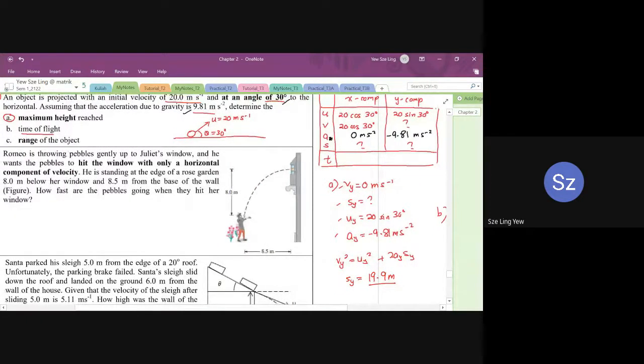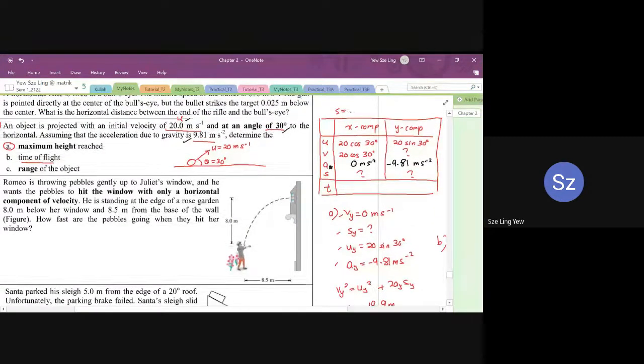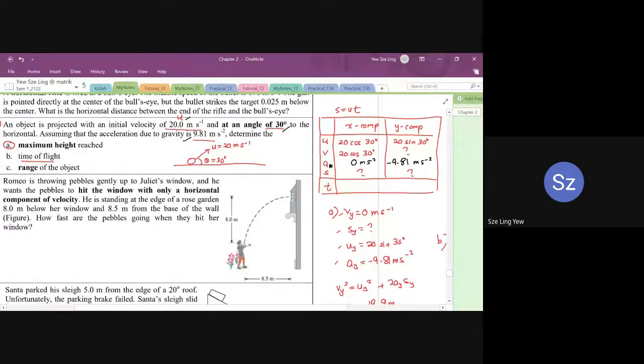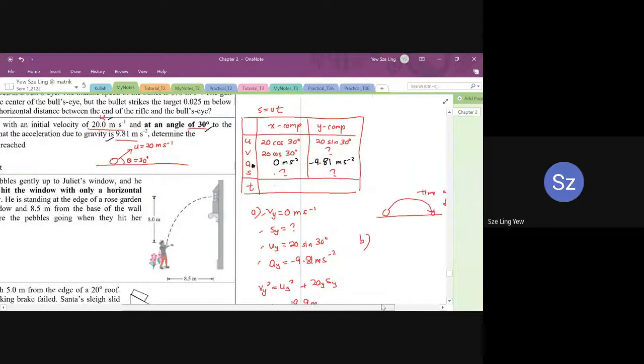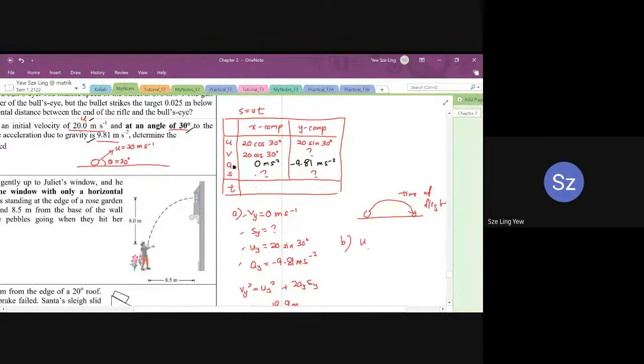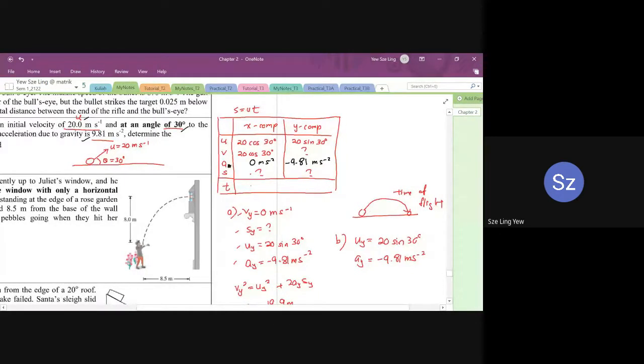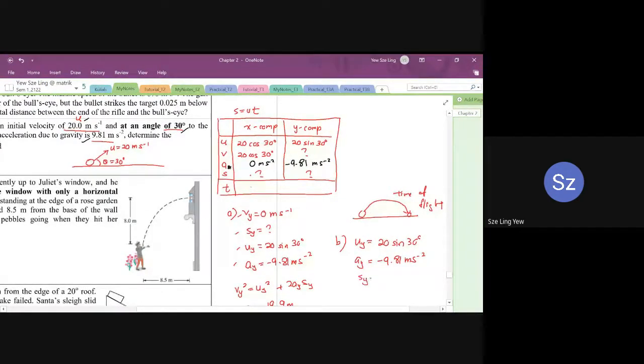Obviously, we don't have. Okay, x component, we use s equals to ut. But right now, if you look at the equations, you look at the table, what do I have? I have only u. I don't have s, I don't have t. So it means that I need to use y component to find the time. So let's see, what is the information that I have? So I have Uy, again, equals to 20 sine 30 degree. Ay equals to negative 9.81 ms negative 2. And then, since it goes back to the ground, my Sy is actually equals to 0 m.